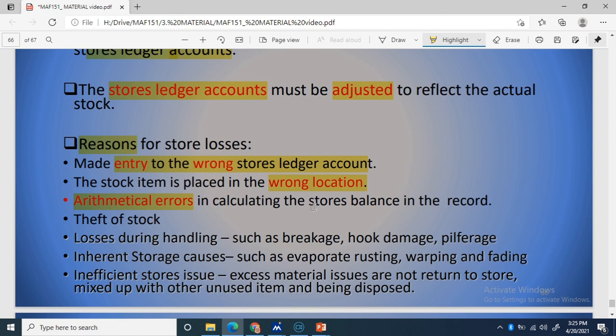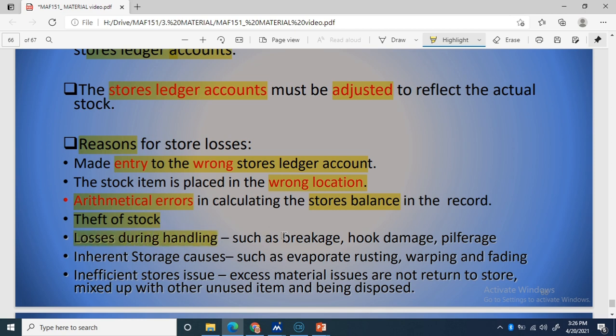The third one will be arithmetical errors. That means an error in calculating the balance in the store record or stores card. Or there may be a theft of stock. That means the record is correct and the physical stock count is correct, but there is a theft of stock, so that's why there is a difference between actual stock and recorded stock. Or maybe losses during handling.